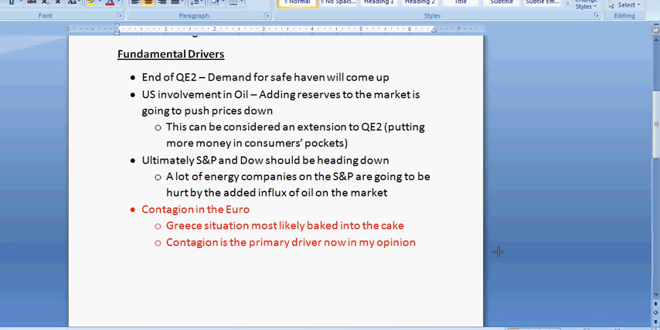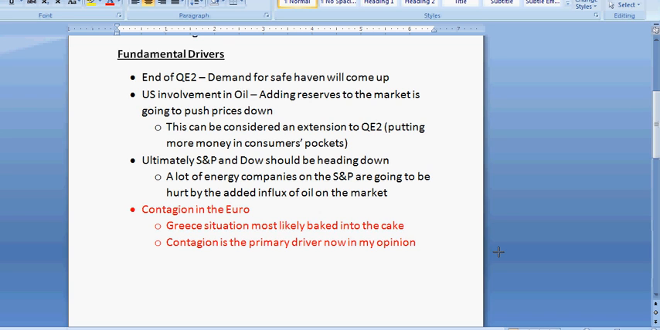Fundamental drivers really quickly. I just want to talk about the QE2. Obviously, QE2 is ending June 30th, so that's going to pretty much be good for the dollar, because money's going to be coming out of the equity markets. It's seeking some sort of safe haven, and the dollar is certainly one of those areas to put money.